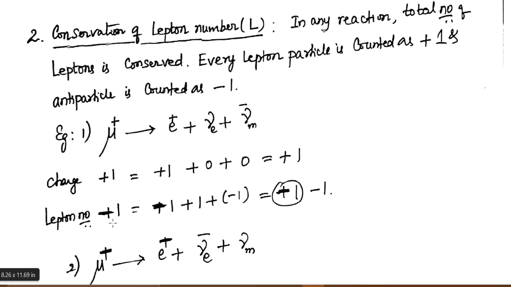Next, lepton number. We assign -1 for mu plus, and even for positron it is -1, and for neutrino and antineutrino respectively +1 and -1. Therefore the lepton number on the left hand side is -1, and even on the right hand side it is -1. So thus lepton number is satisfied.